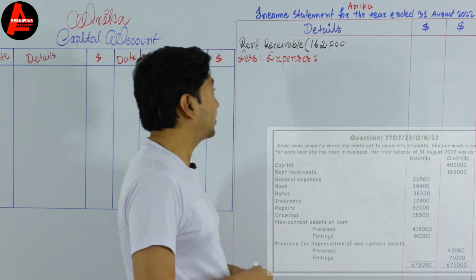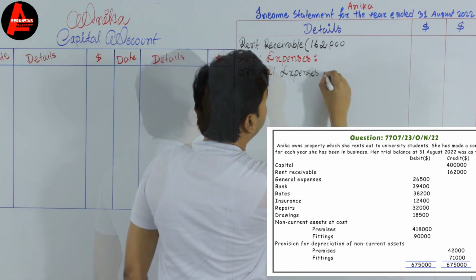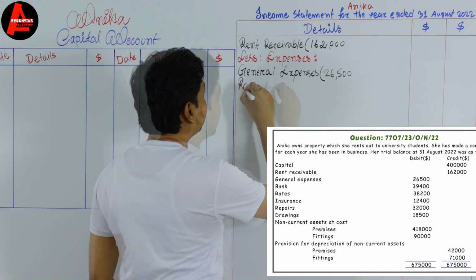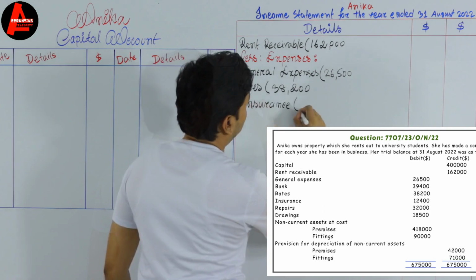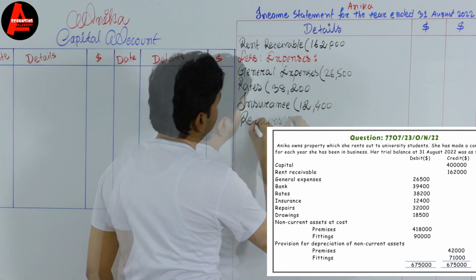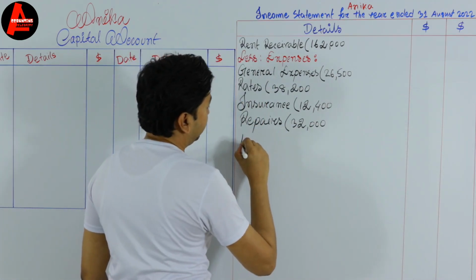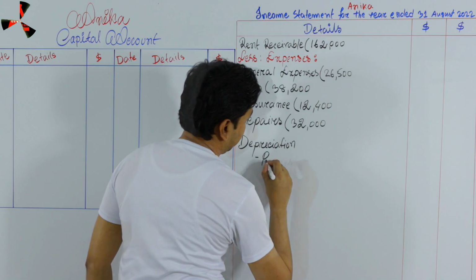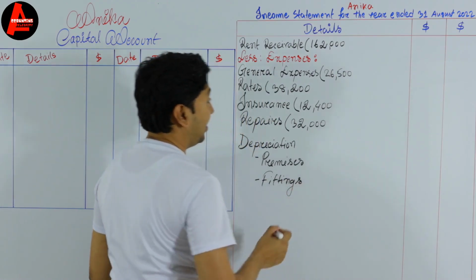So here general expenses $26,500. We have here rates $38,200. We have here insurance $12,400. We have here repairs $32,000, and we have here depreciation. We have depreciation for premises and fittings. These two are non-current assets.